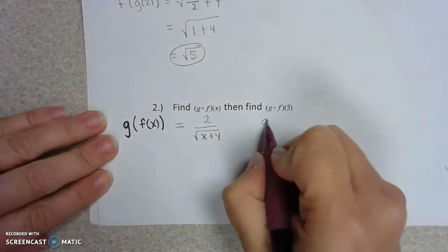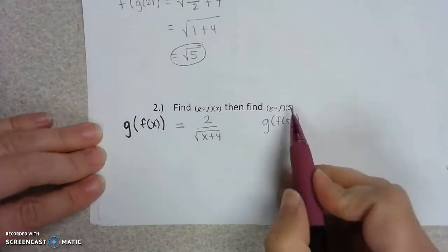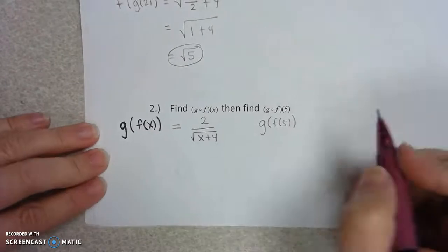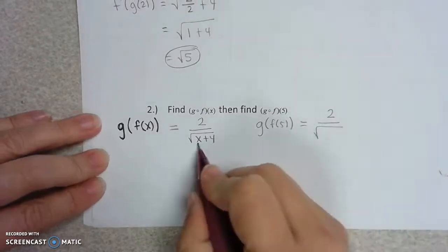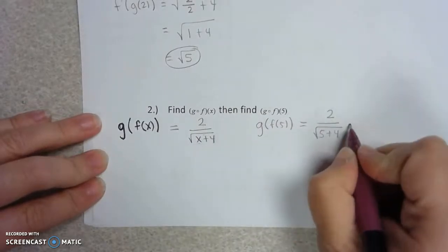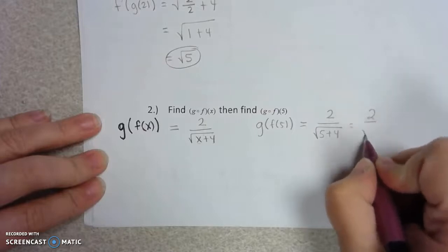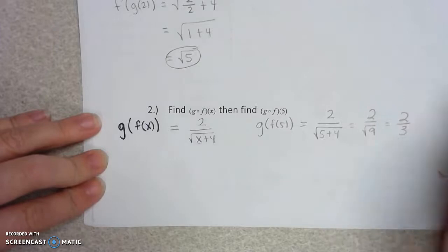And then I want to find g of f of 5. So I'm going to take 5 and fill it into this function here. So that'll be 2 over, instead of writing x, I'll write 5. So that'll be 2 over the square root of 9. The square root of 9 is 3.